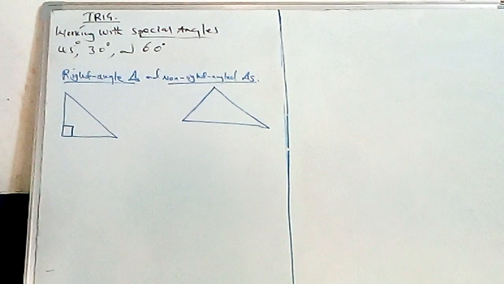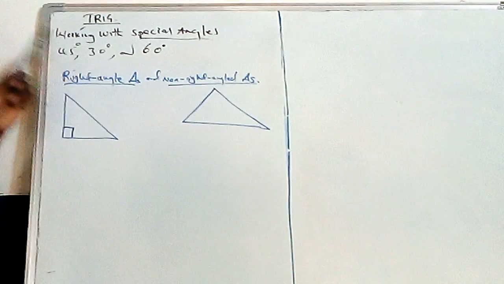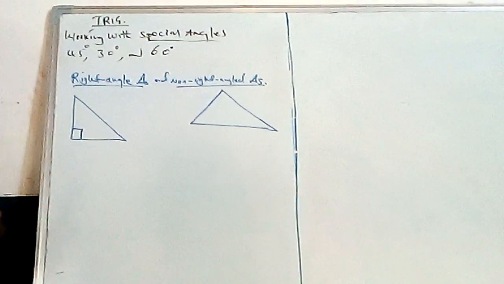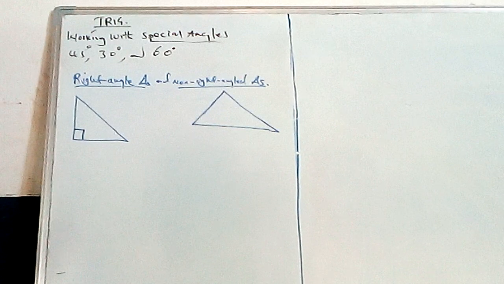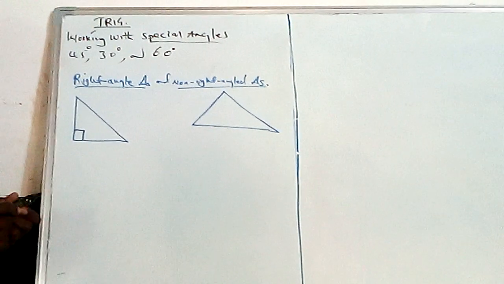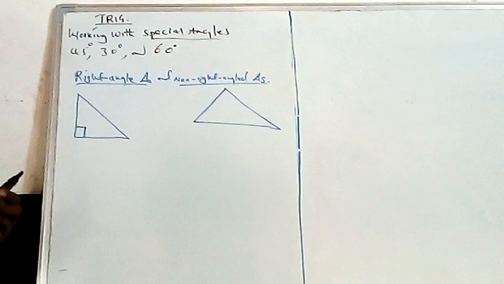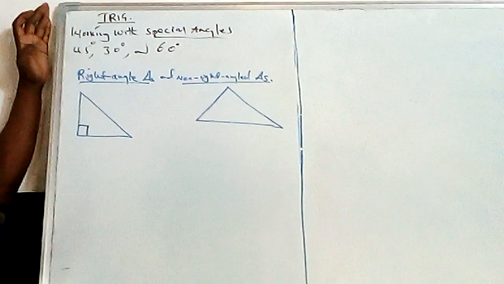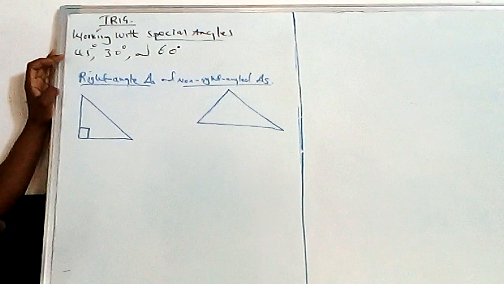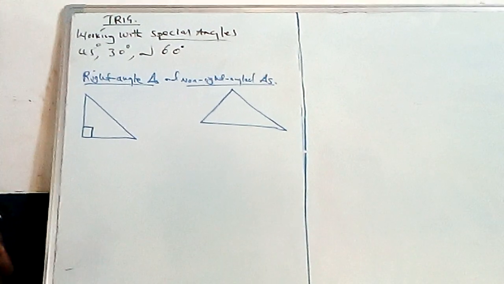Okay, so today we are looking at special angles in trigonometry. In this particular topic, trigonometry, we'll be working with the 45 degree, 30 degree, and 60 degree angles. However, there are some important concepts that you need to know prior to the knowledge of special angles.